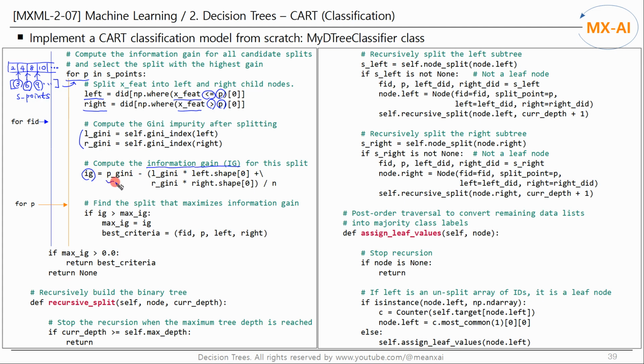The first term is the Gini index before the split, and the second term is the weighted sum of the Gini indices of the left and right child nodes after the split. Their difference is the information gain for this split. If the information gain of this split is greater than that of other splits, it is considered the best. Update maxIG with the new information gain. Then, set the current feature ID and split point P as the best feature and split point.